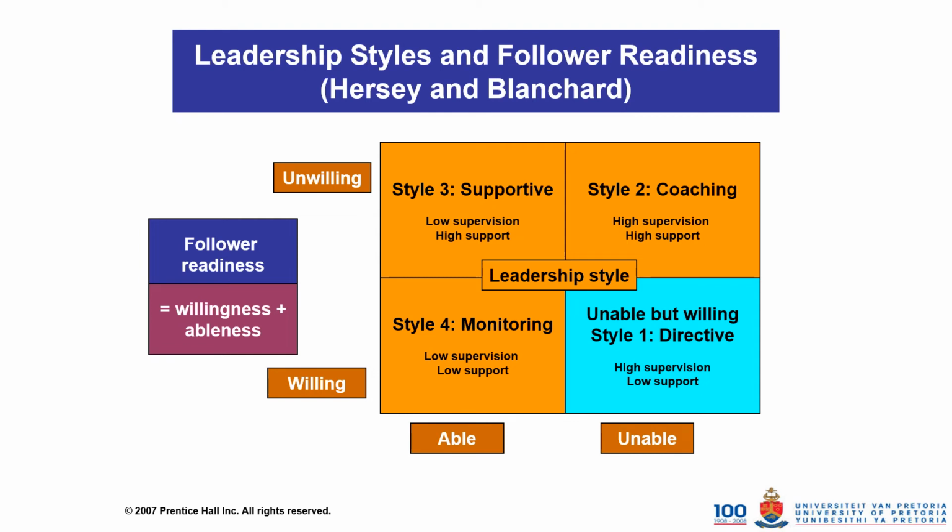When we put the appropriate style of the leader on top of the 2 slides that we've shown, on top of the follower behavior, it will look like this. In the bottom right hand corner, when the followers are unable but willing, the appropriate or the best style is directive. So it's more task oriented, and because they are unable, you tell them what to do.